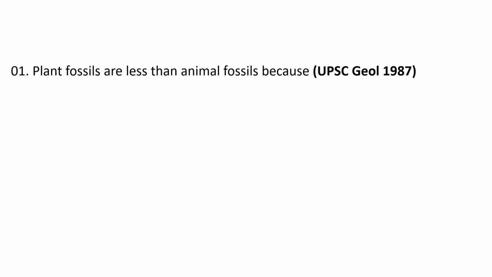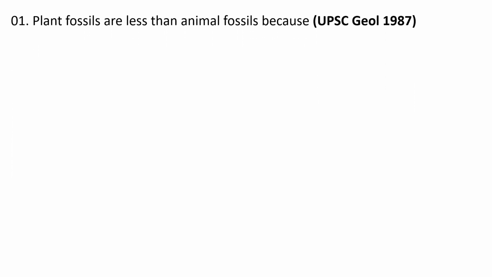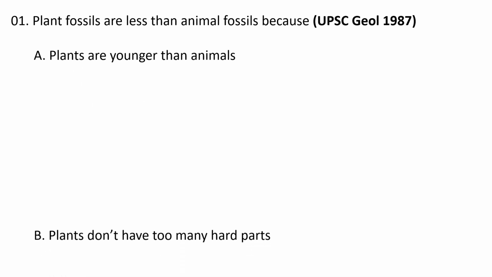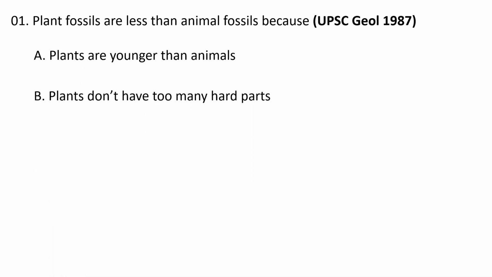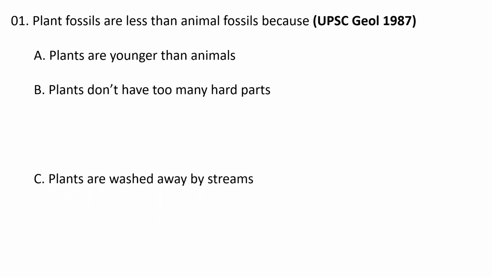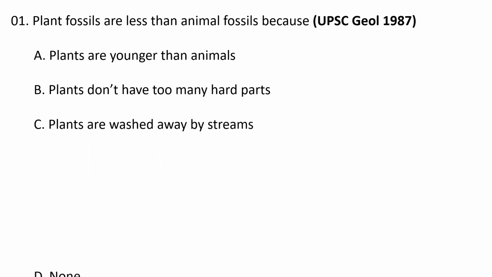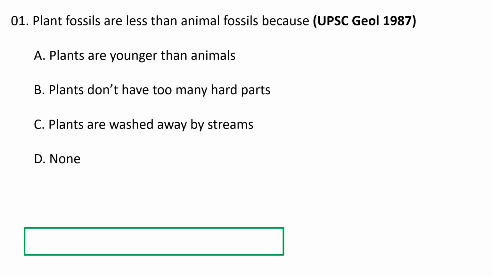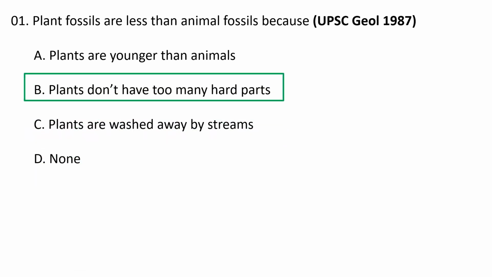Plant fossils are less than animal fossils because, these are the questions asked in UPSC Geologists exam 1987. Choices are A. Plants are younger than animals. B. Plants do not have too many hard parts. C. Plants are washed away by streams. And D. None of the above. Plant fossils are less than the animal fossils because plants do not have too many hard parts. B is the correct answer.